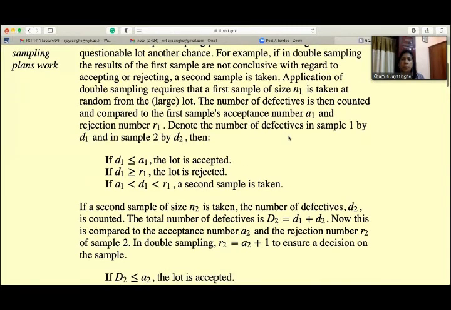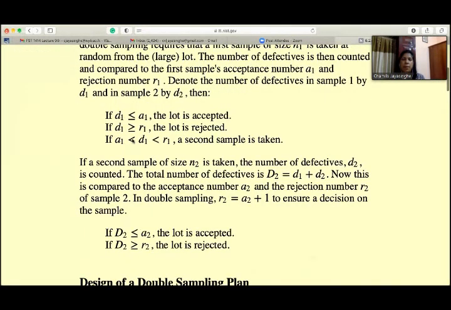I think up to this point you can understand, right? A1 less than D1 less than R1, acceptance. D1 here is defective one. The first lot of sample is taken, and we calculate the defectives. If the defectives are greater than acceptance, or it's lesser than rejection, then the second sample is taken.